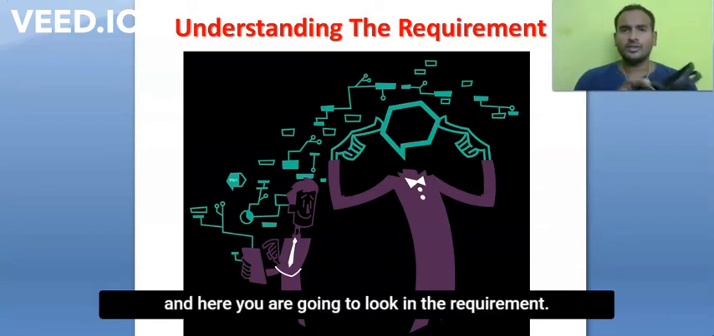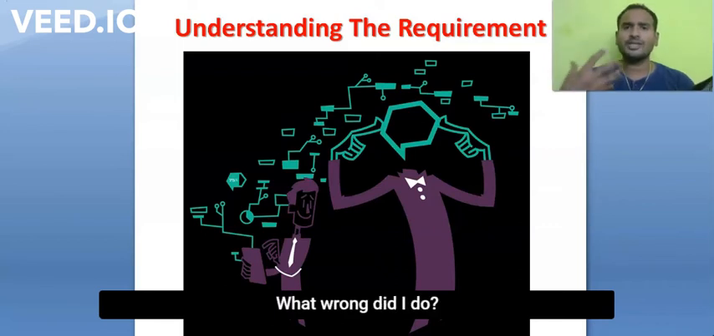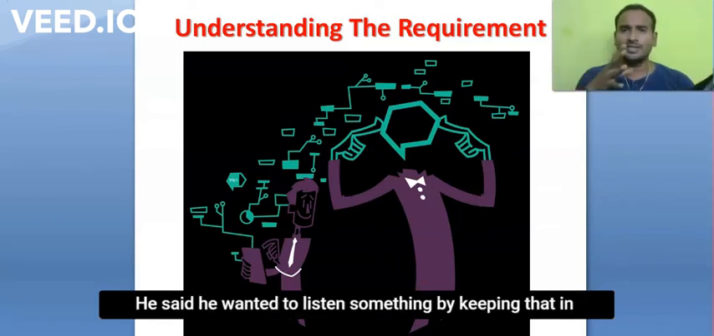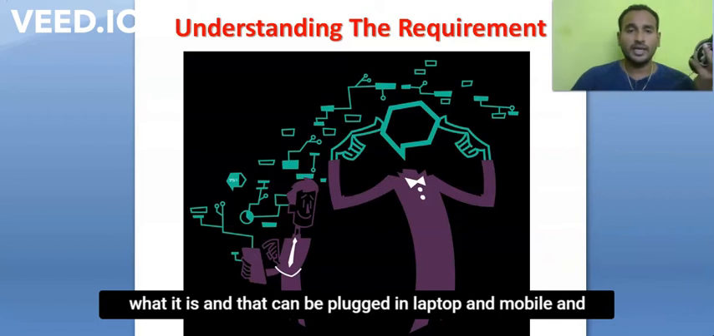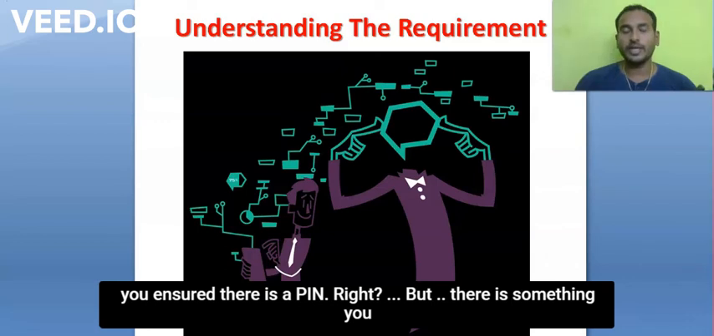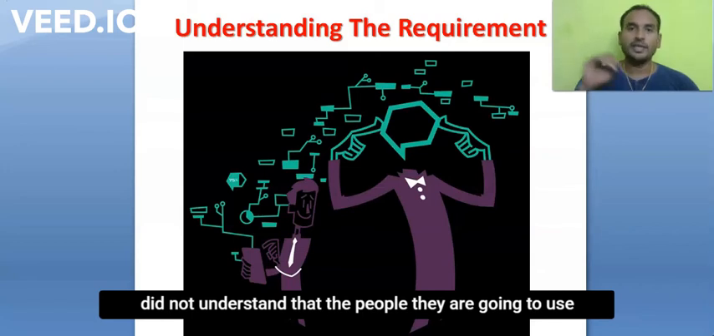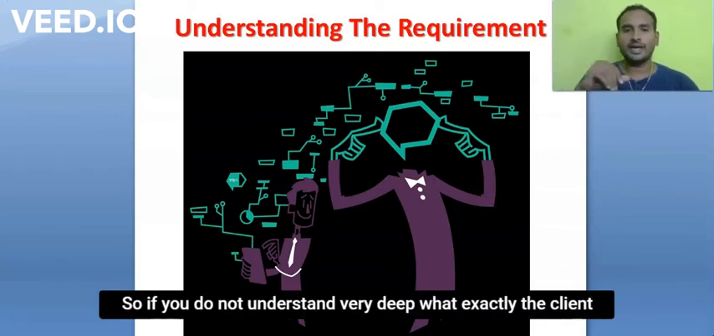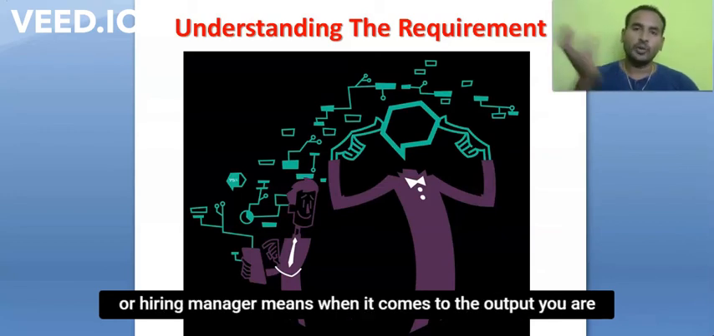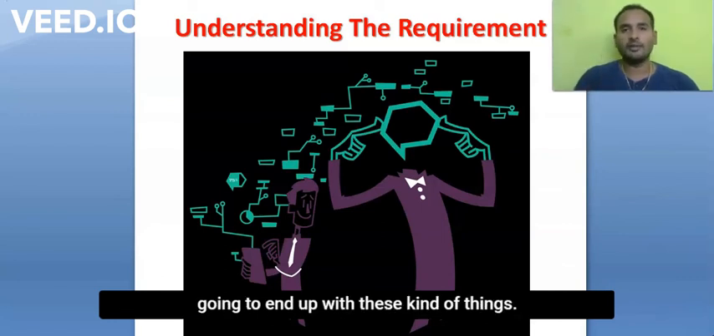And here you are going to look in the requirement, what wrong did I do? He said he wanted to listen to something by keeping that in the ear, that is what you got, and someone can talk, here is what it is, and that can be plugged into a laptop and mobile, and you ensured there is a pin, right? But there is something you did not understand, that the people are going to use, okay, that is what is in the hiring manager's mind. So if you do not understand very deeply what exactly the client or hiring manager means when it comes to the output, you are going to end up with these kinds of things.